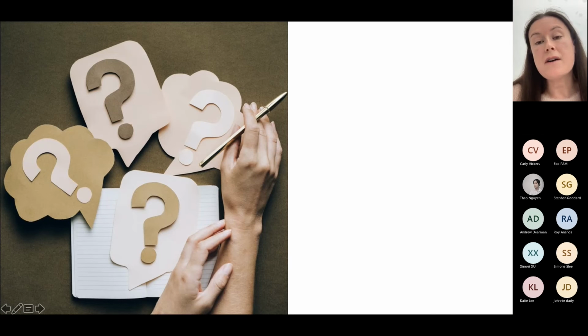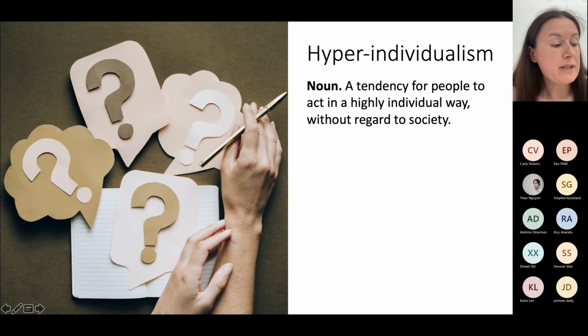So what did this mean for staff and students who found themselves physically teaching and learning on their own? Were they at risk of hyper-individualism? If you take hyper-individualism to simply mean a tendency for people to act in a highly individual way without regard to society, then potentially yes. Staff and students were unable to meet and interact on campus, excluded physically to individual zones.